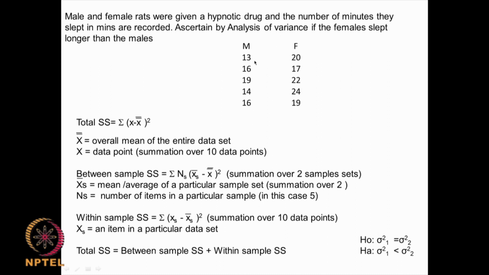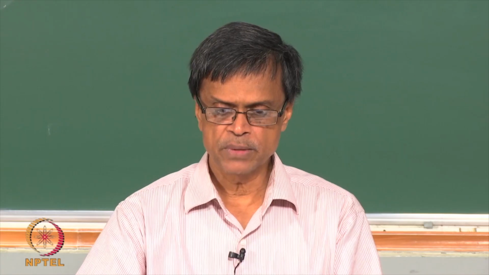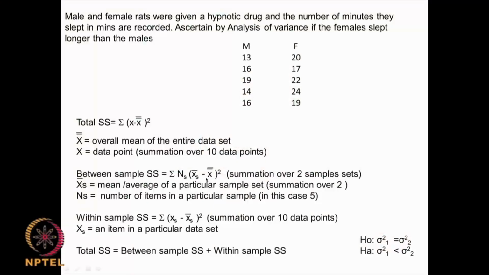Now, how do I calculate between samples? I know an average here. That average I subtract from each one of these terms, square it up, add up, and then for the female I have an average. I subtract it from each one of these terms, square it up, add up, then multiply by 5 because there are 5 data points, then add up the overall. That will give me the between sample sum of squares. The degrees of freedom is 1, because I have 2 groups, male group and female group, so I divide by 1.